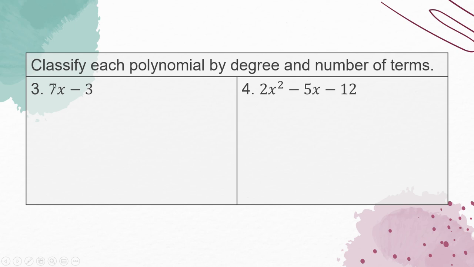So notice here in this term, we've got 7x to the, it's understood one exponent here with the x. So this term is actually first degree, and the minus 3 is 0 degree. For the polynomial, we go by the term that has the highest degree. So this is linear because it's first degree. And there are 2 terms, so it's a linear binomial. Number 4, there are 3 terms. The term with the highest degree is second degree, so it's a quadratic trinomial.